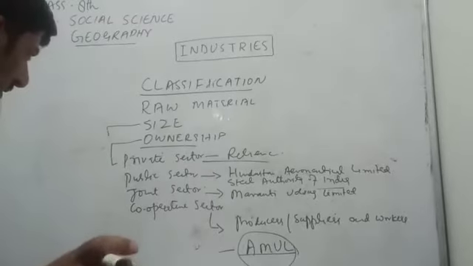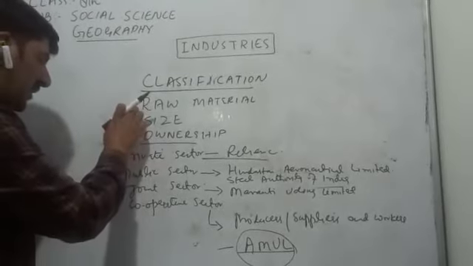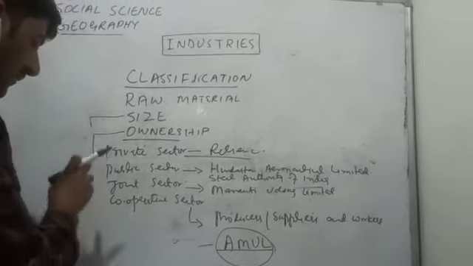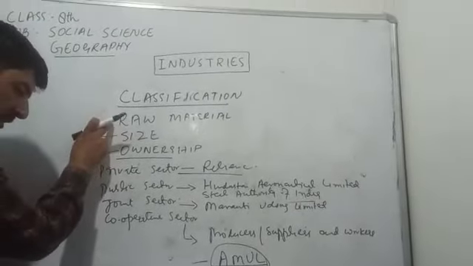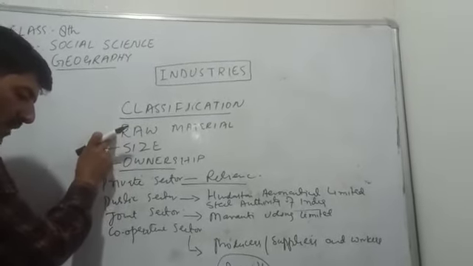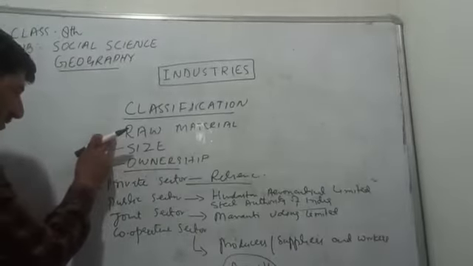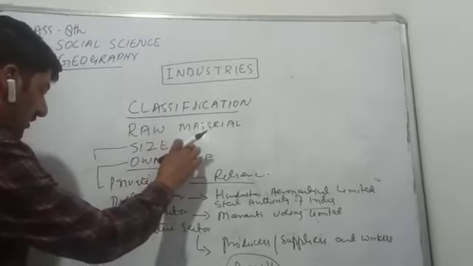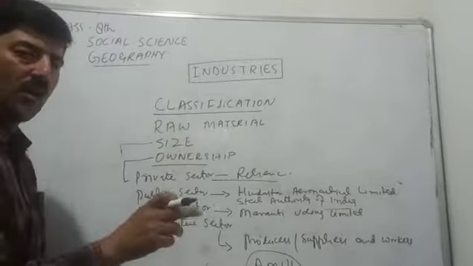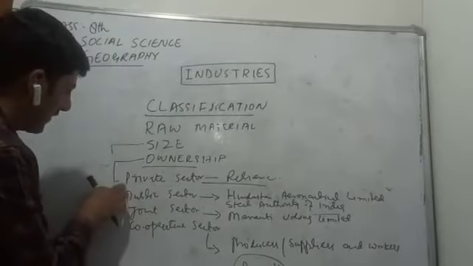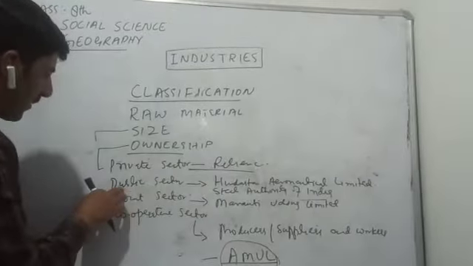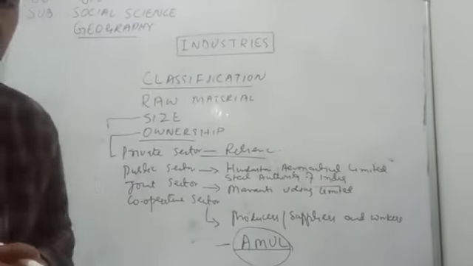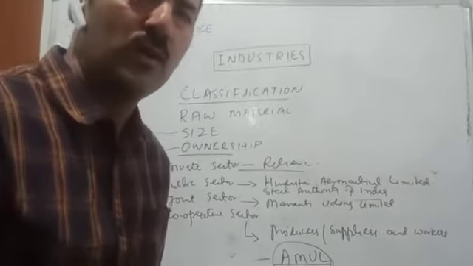So now dear students, on the basis of raw material, there are 4 types of industries: agro-based, mineral-based, marine-based, and forest-based. On the basis of size, we have small-scale and large-scale industries. On the basis of ownership, there are private sector, public sector, joint sector, and cooperative industries. Hope you got it.